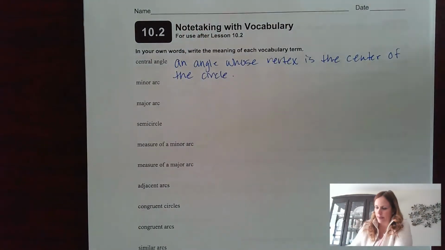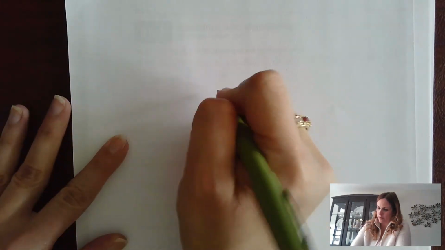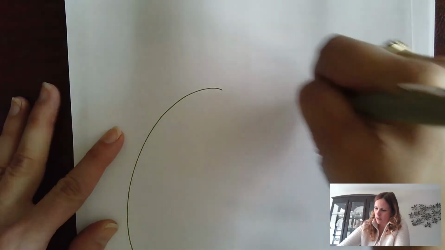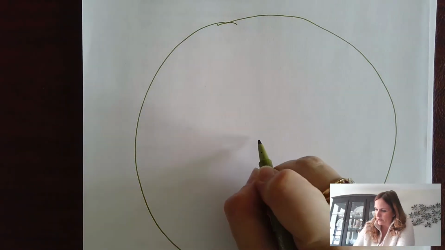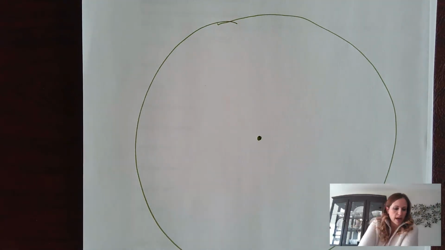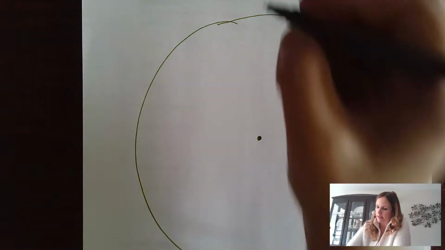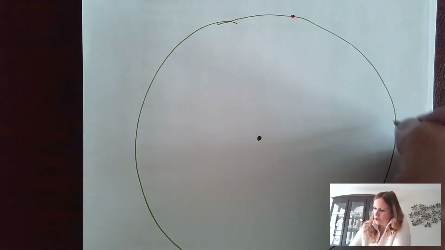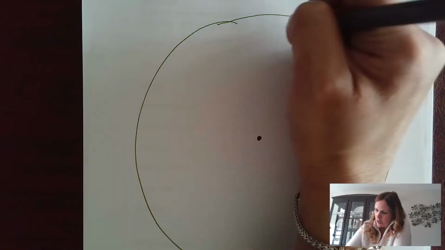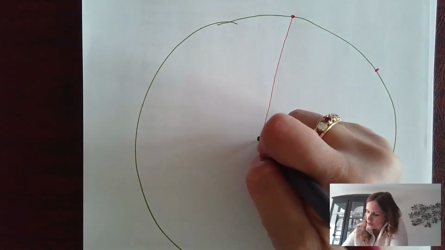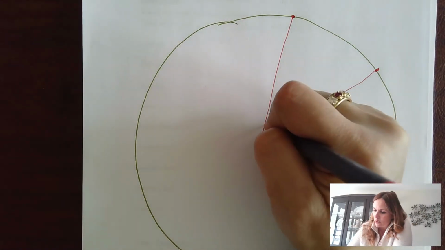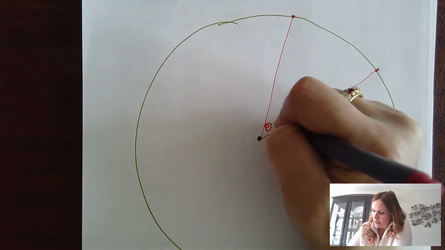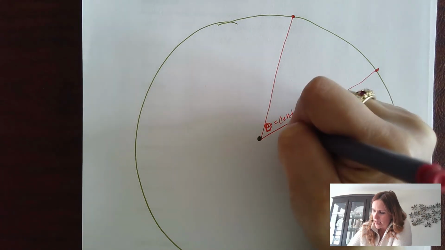Okay, so grab a sheet of paper. Let's draw a circle. So we'll do a nice big circle. All right, so let's do a center. So try to find the center point. So a central angle would look like this. So you would have two endpoints on your circle, and then the angle, so it's like two radii that connect here. This angle right here, I'm going to call it theta, is called my central angle.